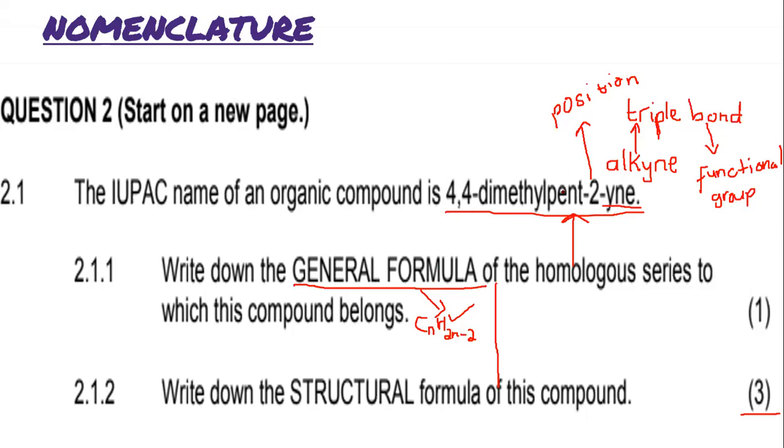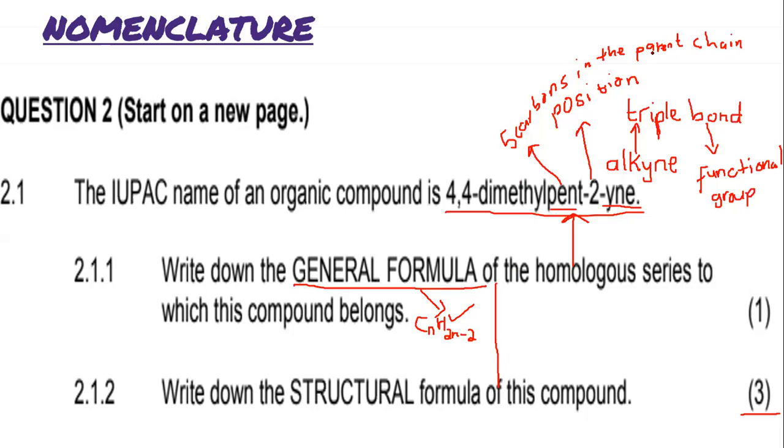Then the pent tells me that I have 5 carbons, but not just 5 carbons. It means I have 5 carbons in the parent chain. Not 5 carbons in the entire molecule, but 5 carbons in the parent chain. Why are we saying it's 5 carbons in the parent chain? Because pent means 5, just like pentagon, it's a shape with 5 sides.